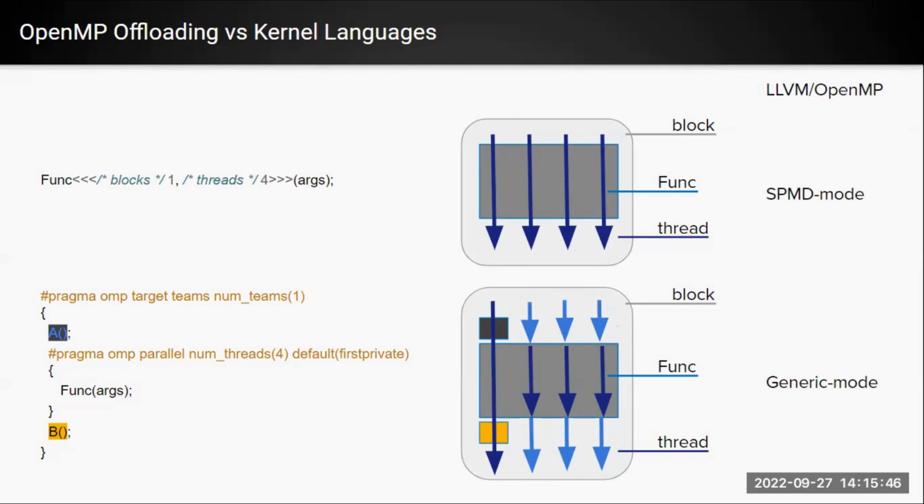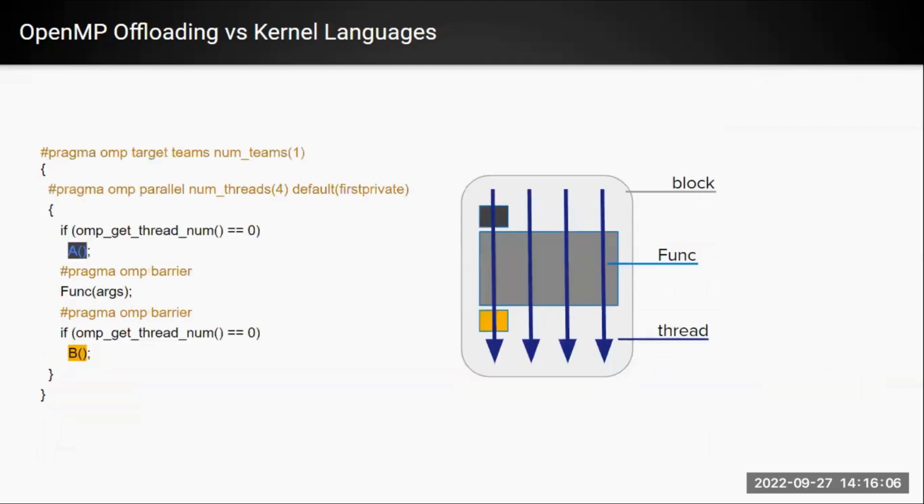Okay, so earlier I mentioned SPMD mode, and I said that's good. And I mentioned generic mode, and I said that's not so good. In LLVM OpenMP speak, SPMD mode is this, generic mode is this. Okay? Now, I'm going to explain to you how we go from generic to SPMD mode. I'm also going to explain to you how we implement generic mode, because it's fun.